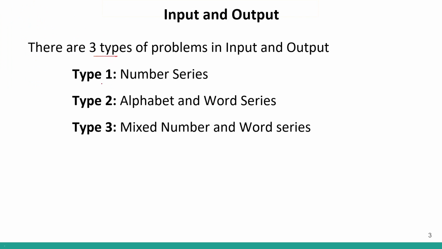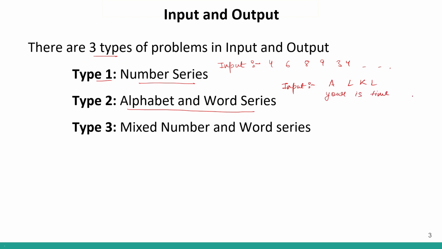and output. The first type is number series. That means you would get an input. The entire input would be of numbers like 4, 6, 8, 9, 3, 4, and so on. And type 2 was alphabet and word series. That means the entire input would be of words or alphabets. It could be like A, K, L, M, something like this, or it could be even words like your, is, time, any random words. It could be a series of that.